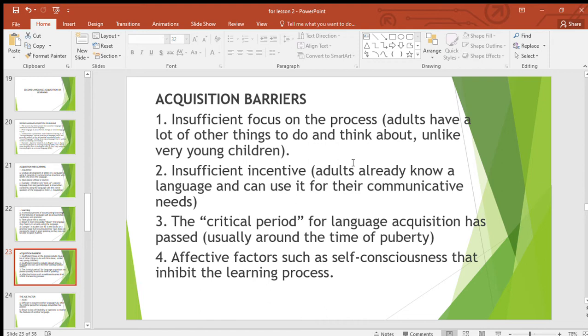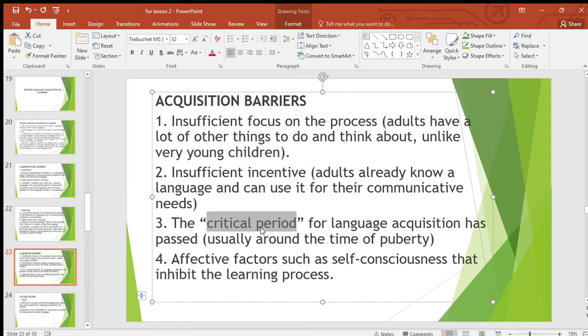Next, the critical period for language acquisition has passed, usually around the time of puberty. We will tackle this critical period in our next lesson, but just to summarize it, remember the stages. We have the cooing, babbling, and so on. So a person missed a stage. They did not have much experience in the babbling stage, so they did not develop the ability to speak consonant sounds much, and because of that it is giving them a hard time in learning the language.